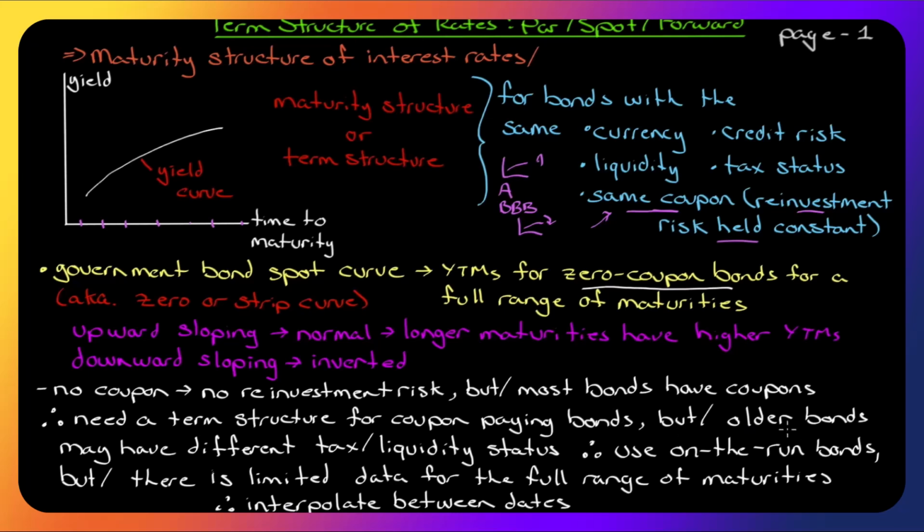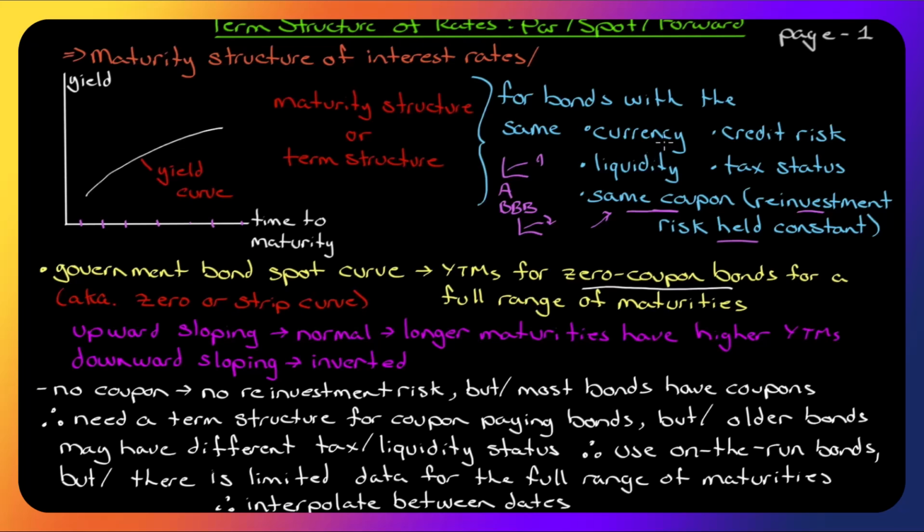But older bonds may have different tax or liquidity status. Therefore, we use on-the-run bonds, but there is a limited amount of data for the full range of maturities. Therefore, we have to interpolate between dates. So what have I said here? I said that we need to create another curve for coupon-paying bonds. We're going to call that the par curve. The spot curve is for zeros. The par curve is for coupon-paying bonds. We need to create a yield curve for coupon-paying bonds.